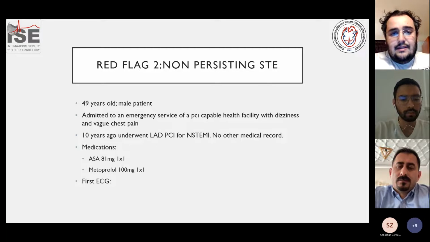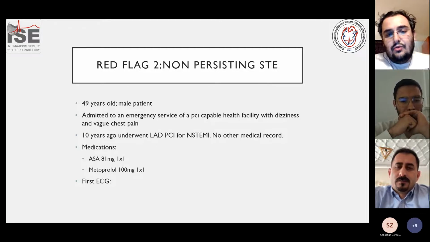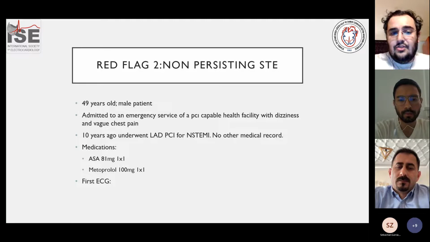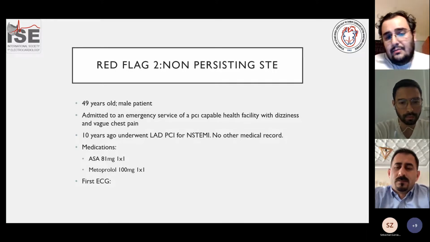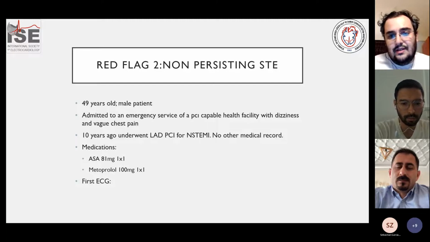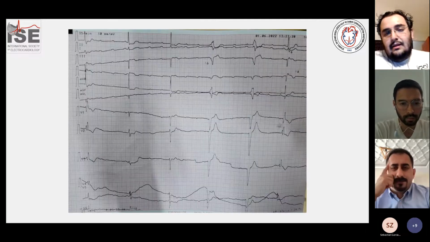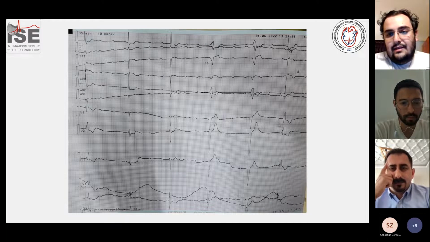Second red flag is that same patient 10 years later comes to an emergency service of a PCI-capable health facility with dizziness and vague chest pain. As we all know, 10 years ago, he underwent an LAD PCI, no other medical records. He is using aspirin and metoprolol. First ECG is like this. This is a complete AV block ECG.